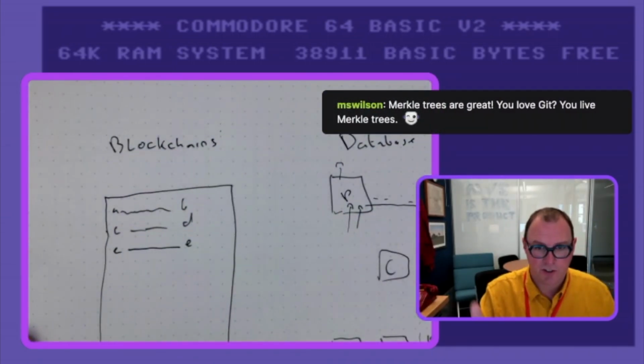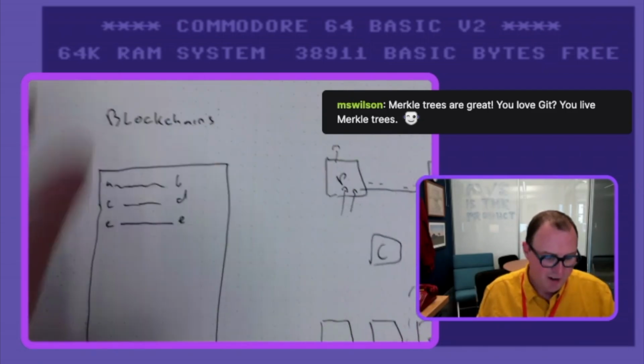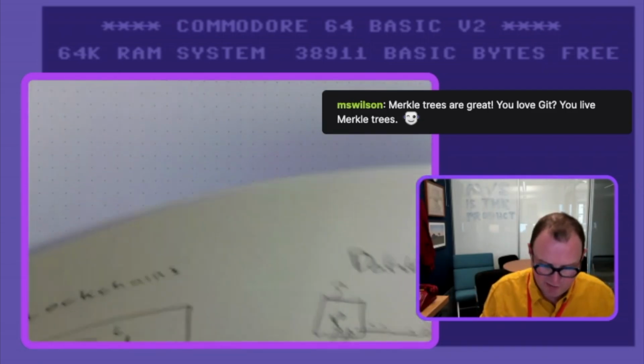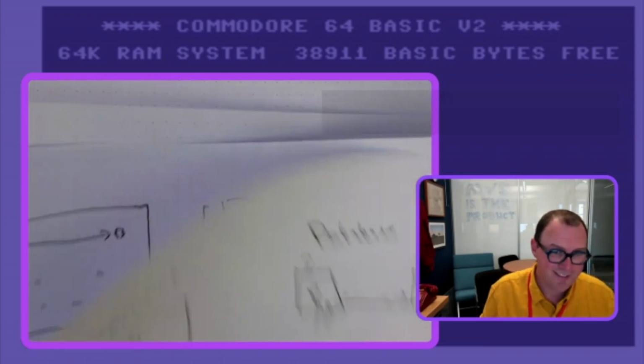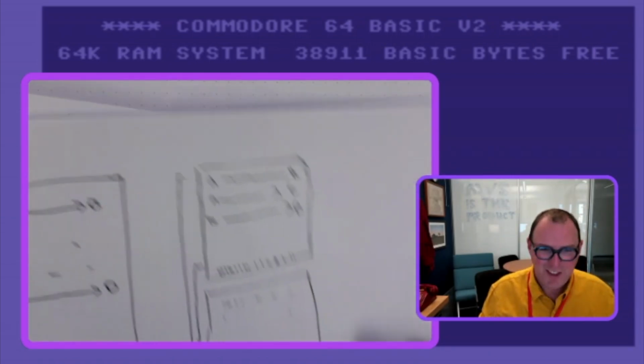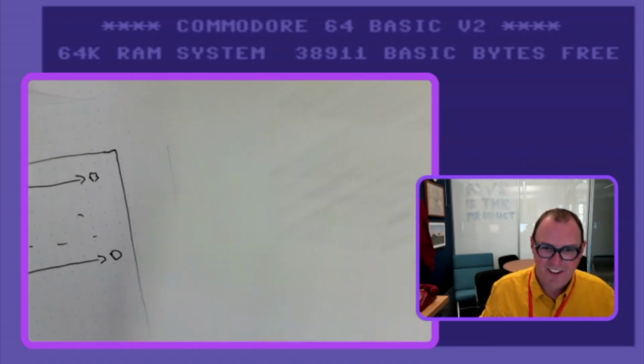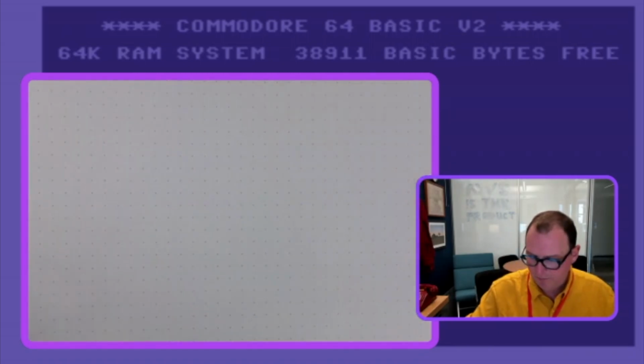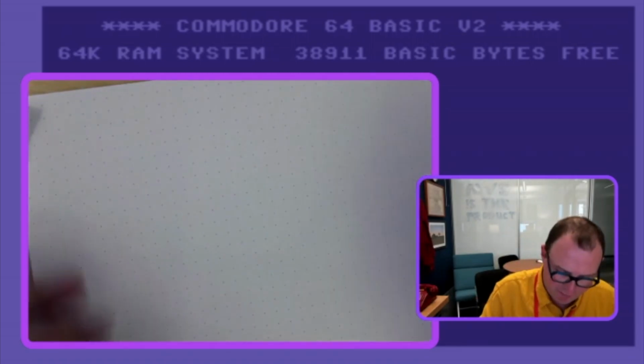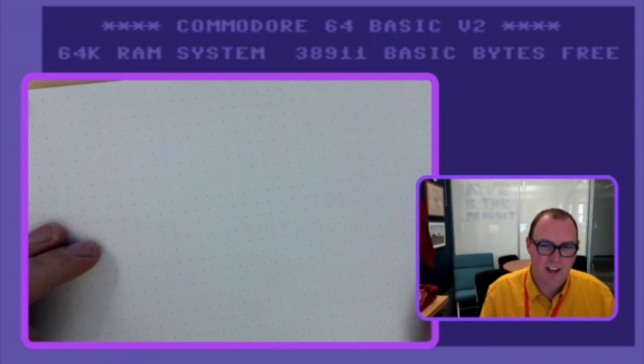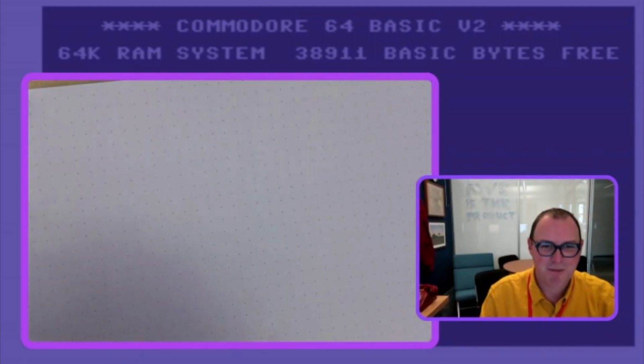Cool. Oh, Merkle trees. I see. Yeah, Merkle trees are like these chains of hashes, except they're trees, and they're ways to summarize data. You know, I'll cover a simple example. Why not? Since Matt mentioned it.